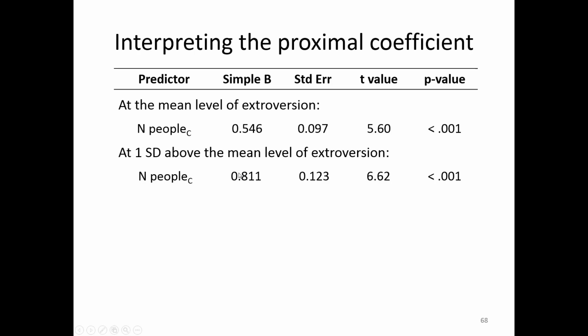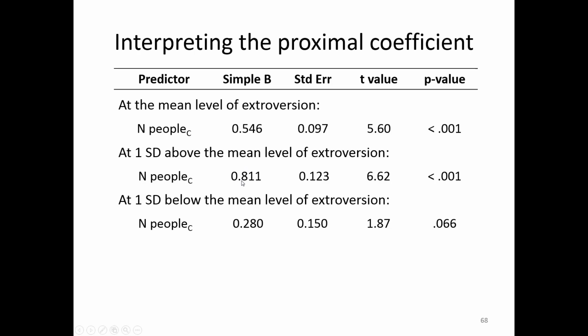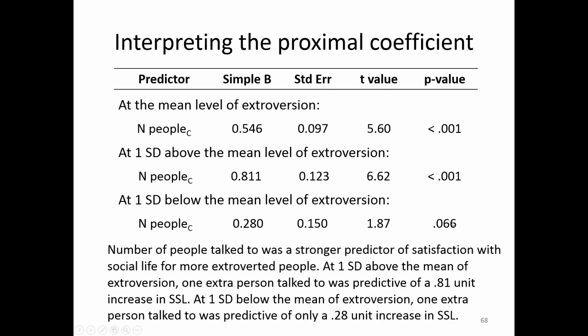At 1 standard deviation above the mean level of extroversion, now we have an even steeper slope predicting satisfaction with social life from number of people talked to. So since these are all on the same scale, it's perfectly fine to interpret the actual coefficients themselves. Okay. And then at 1 standard deviation below the mean level of extroversion, now that slope is only 0.28. So at a very high value, the slope is 0.81. For a 1 unit increase in number of people talked to, that's associated with a 0.81 increase in satisfaction with social life. But at a low value, a 1 unit increase in number of people talked to is only associated with a 0.28 increase in satisfaction with social life. Okay, and it's not significant in this case. So P now equals 0.066.